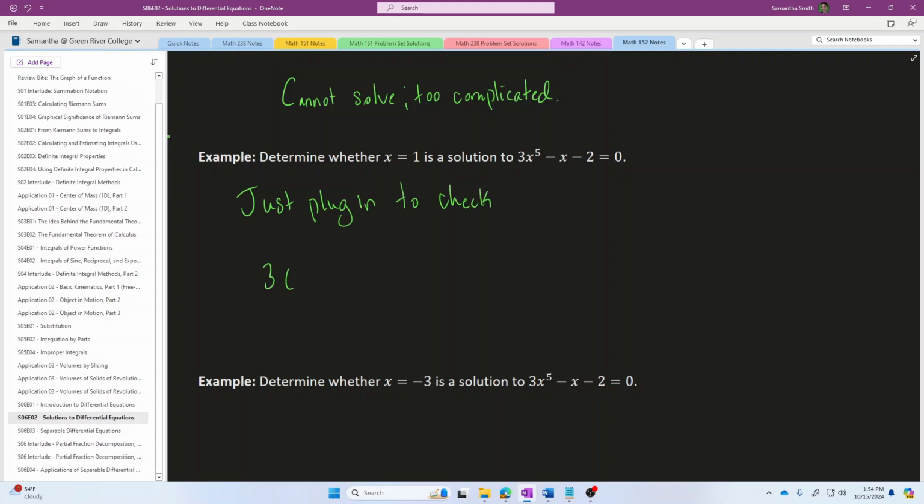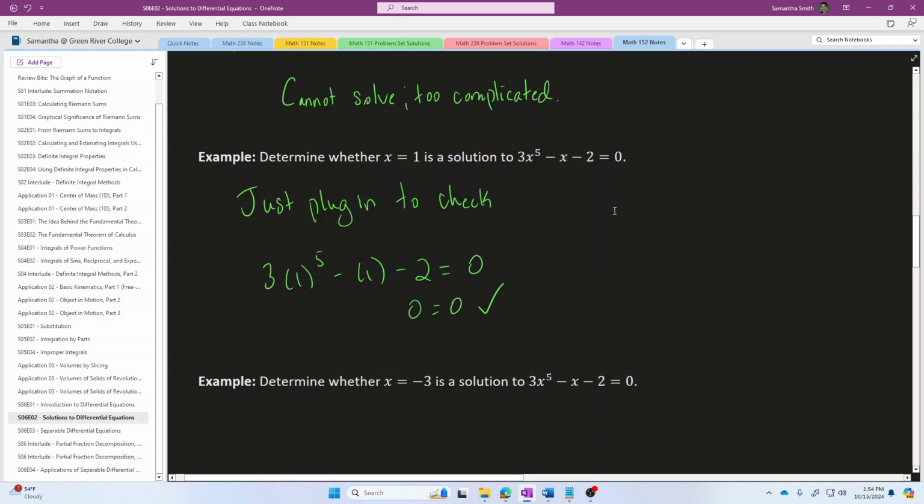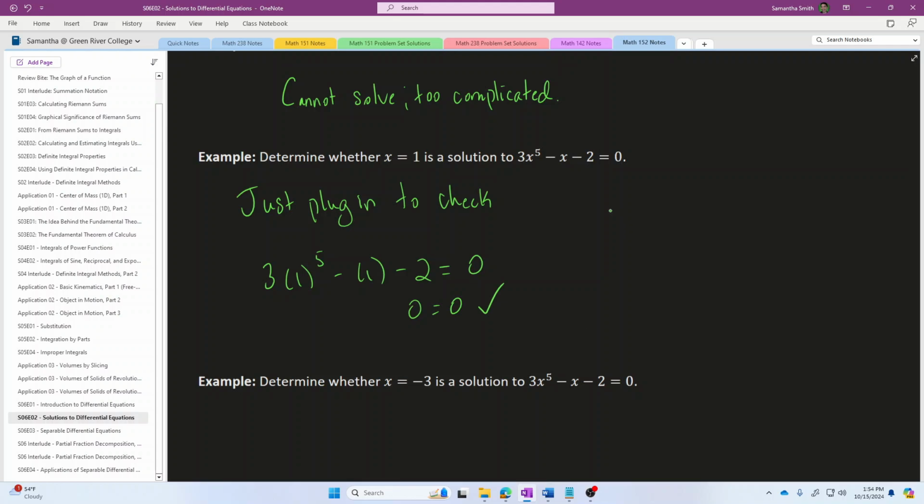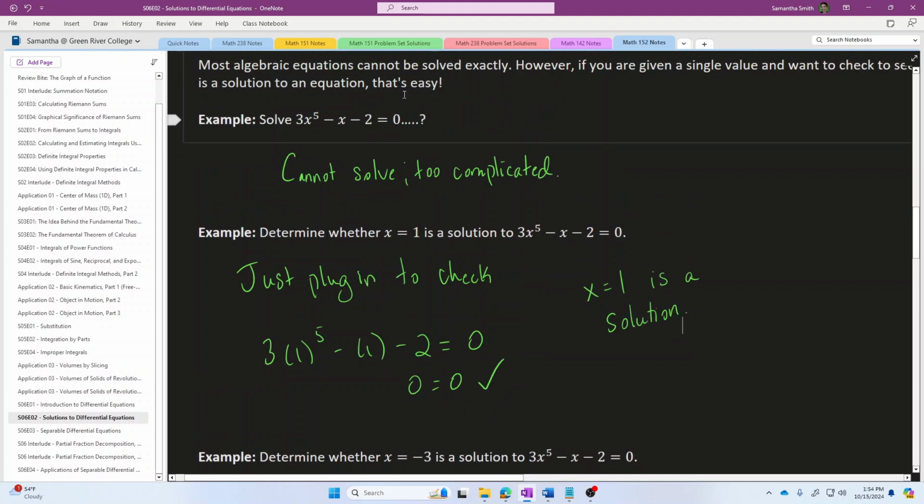Plug in x equals 1, and the left-hand side and the right-hand side both simplify to 0. So yes, 0 is equal to 0, and from that I can immediately conclude that x equals 1 is a solution to this equation. I can make that conclusion even though I was not able to solve the equation myself.